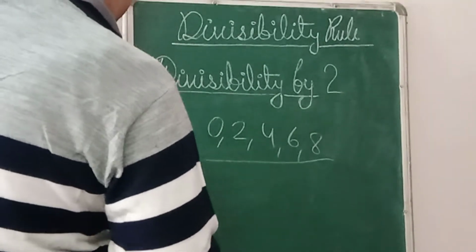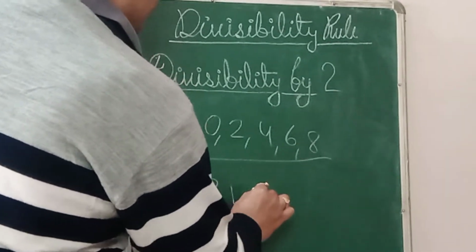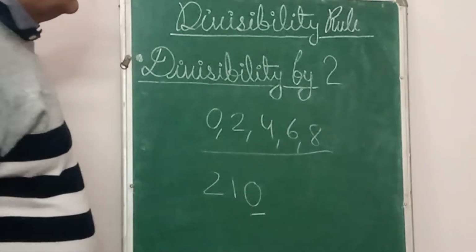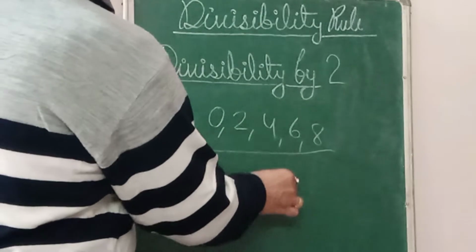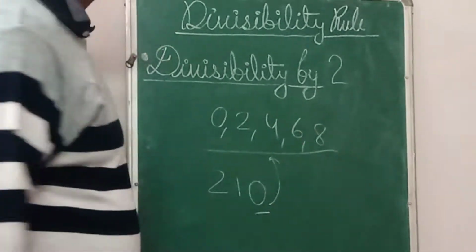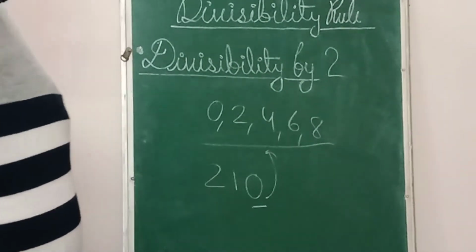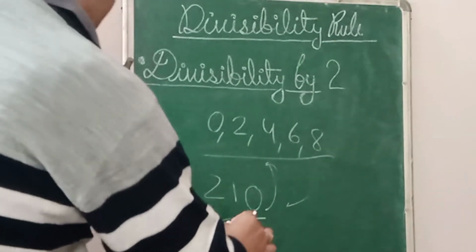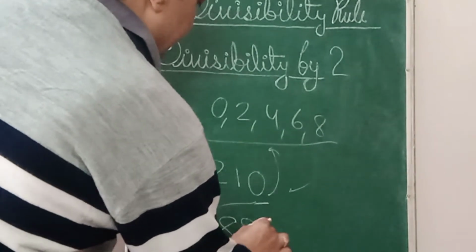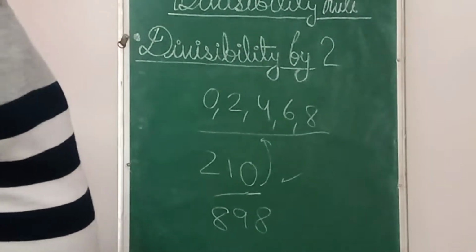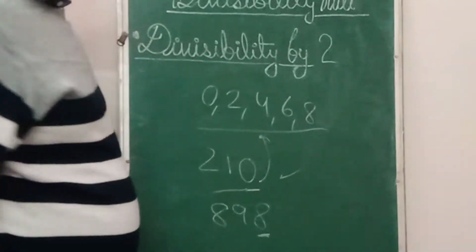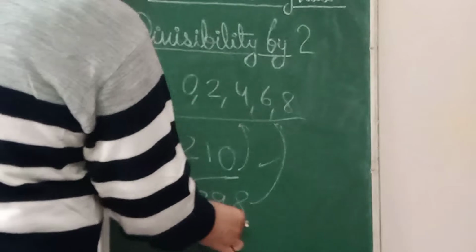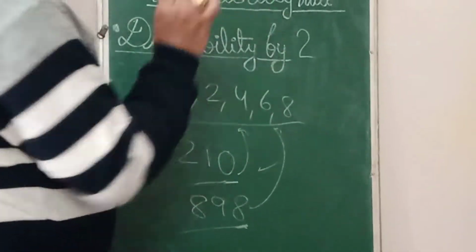To understand this is quite easy. Let us take a number 210. You see that the unit place has got a number 0, which is from this list of numbers given 0, 2, 4, 6, 8. So this number is divisible by 2. Now let us say 898. You see at unit place 8 is there and 8 is there in this list. So this 898 will be divisible by 2.